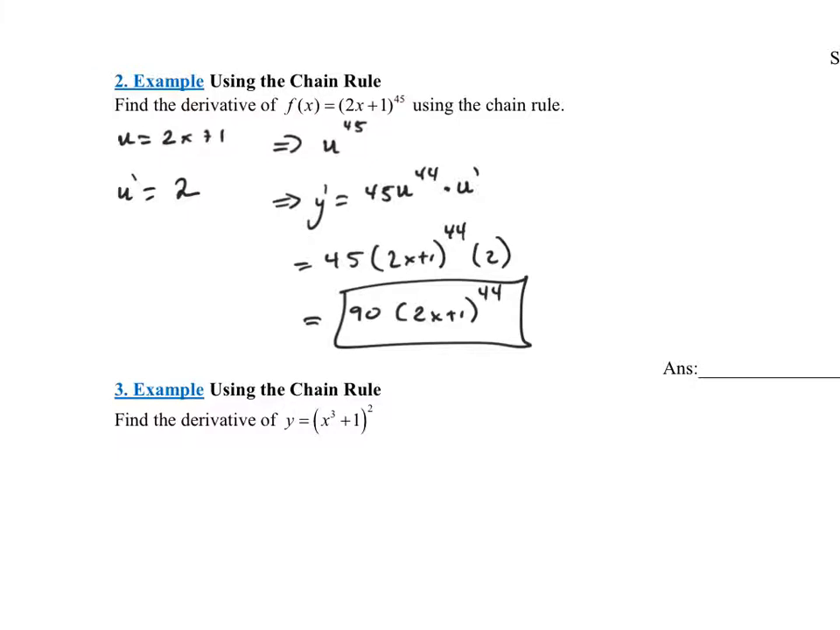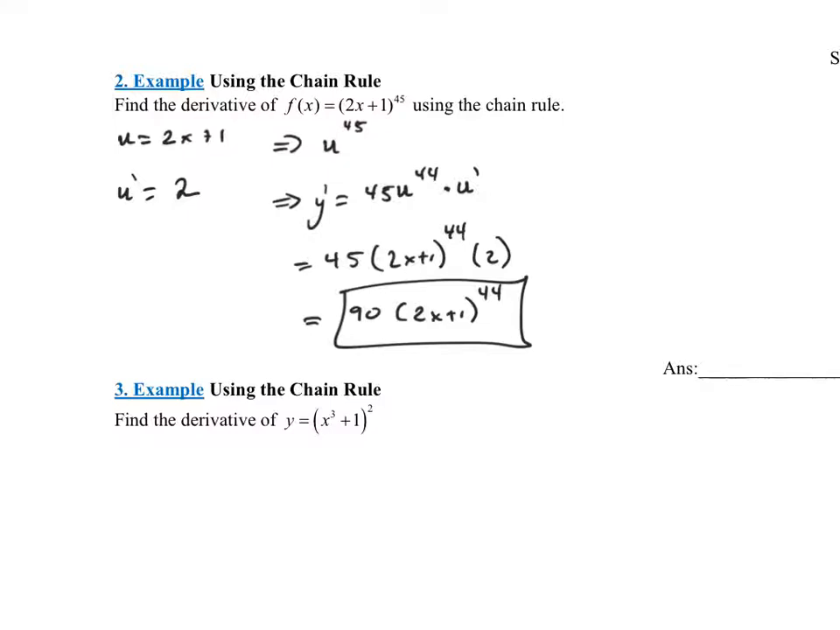I want you to take a step back real quick. I want you to think about what we were able to just do right there. Remember what a derivative is. Always remember the definition of a derivative. A derivative is the limit as h approaches 0 of f of x plus h minus f of x all over h. Imagine doing this problem using the limit process. You'd have to expand something out to the 45th power.